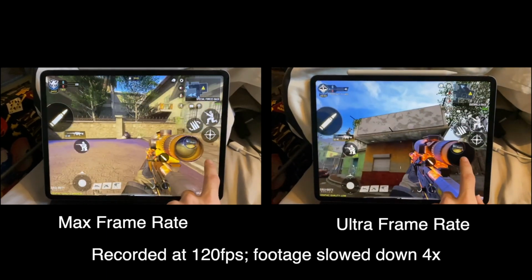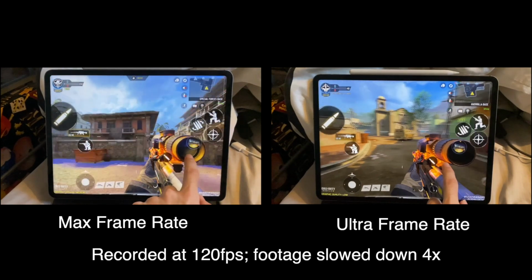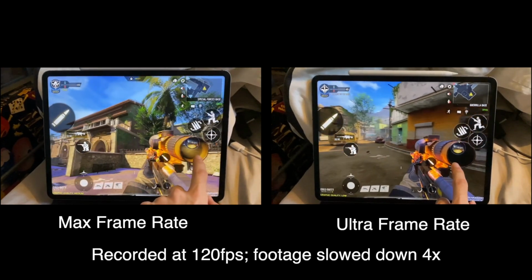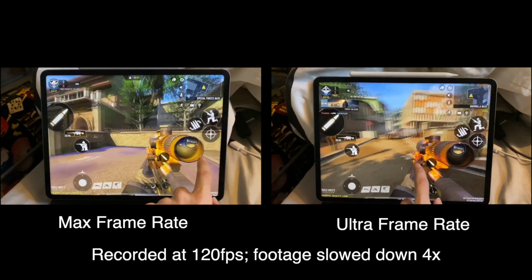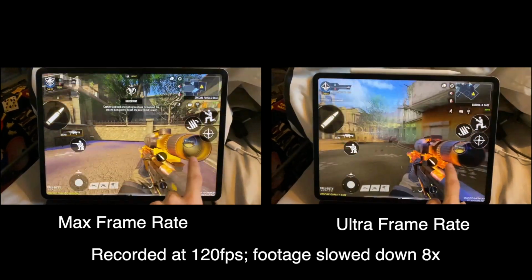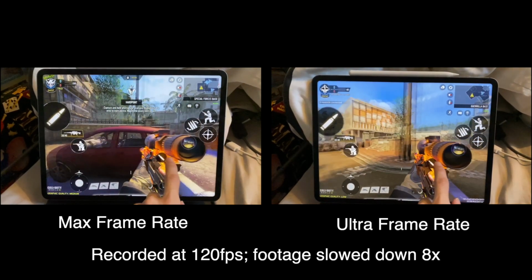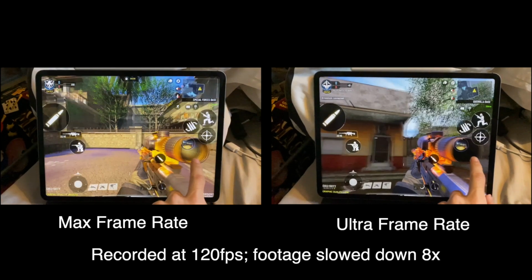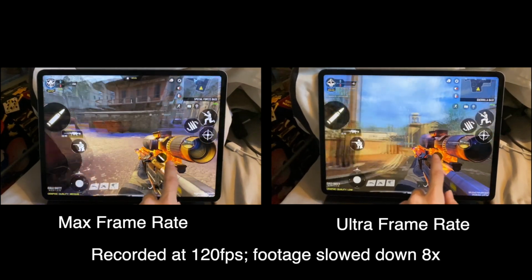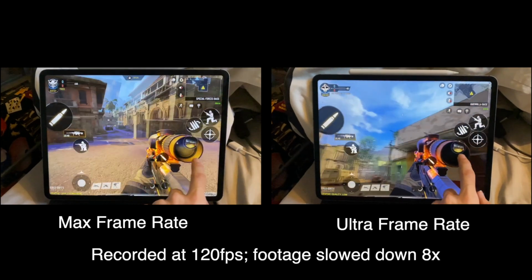Well, if 2 frames pass on ultra for every 1 frame on max, this means ultra is 2 times faster than max, right? Following me? So 60 times 2 is 120. What does that mean? Well, ultra frame rate is 120 FPS, max is 60, obviously we know that, but ultra is not 90 FPS. So there might be a situation where, if you're using Android, they may make the ultra frame rate 90. I don't know.